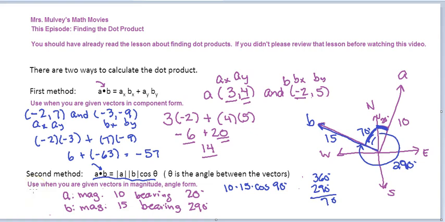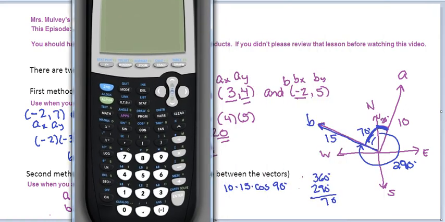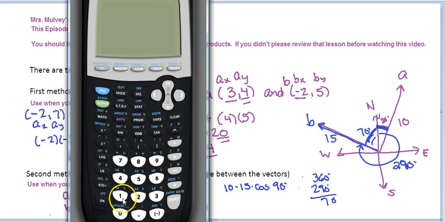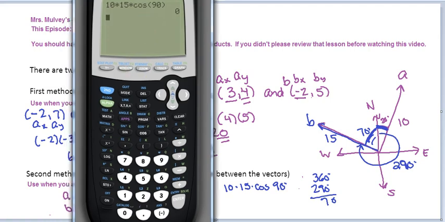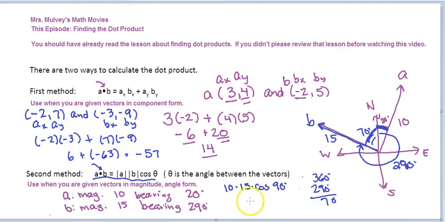Now you may or may not remember that the cosine of 90 degrees is 0, which would make this whole thing 0 because 0 times anything is 0. But just in case you didn't remember that, get your calculator and do 10 times 15 times the cosine of 90 degrees, and double checking to make sure you're in degrees. I am. And there I get my answer of 0. And so the dot product of these two vectors equals 0.